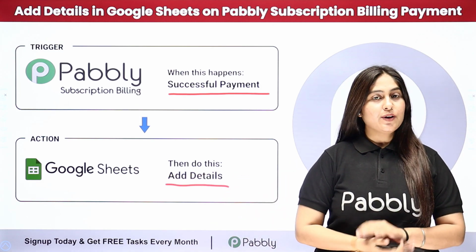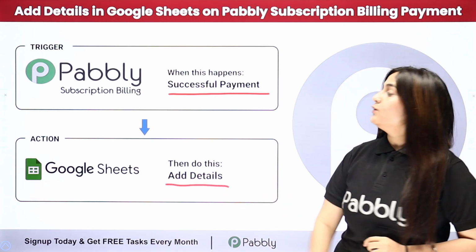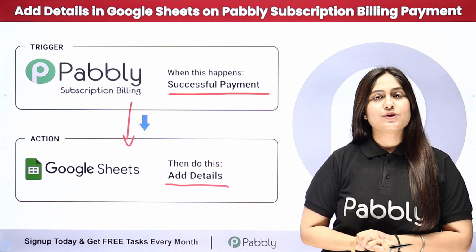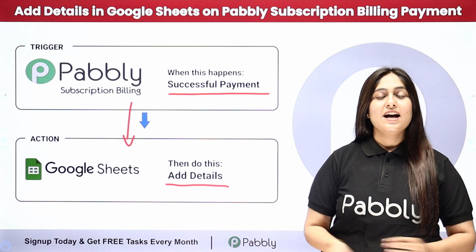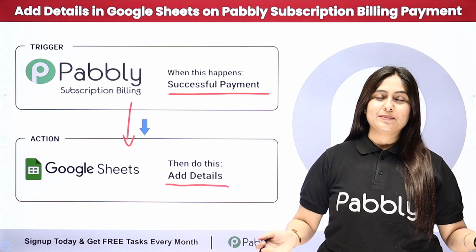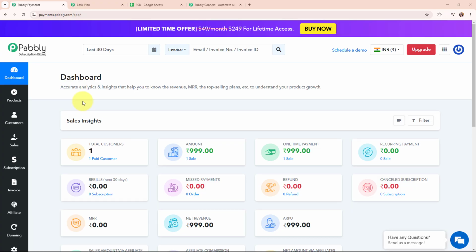So now here to automate the entire process, I need to connect my Pabbly Subscription Billing with my Google Sheets using an automation software named Pabbly Connect. So to see the working of this automation and to learn this process step by step, let me take you to my screen. Welcome to my screen.